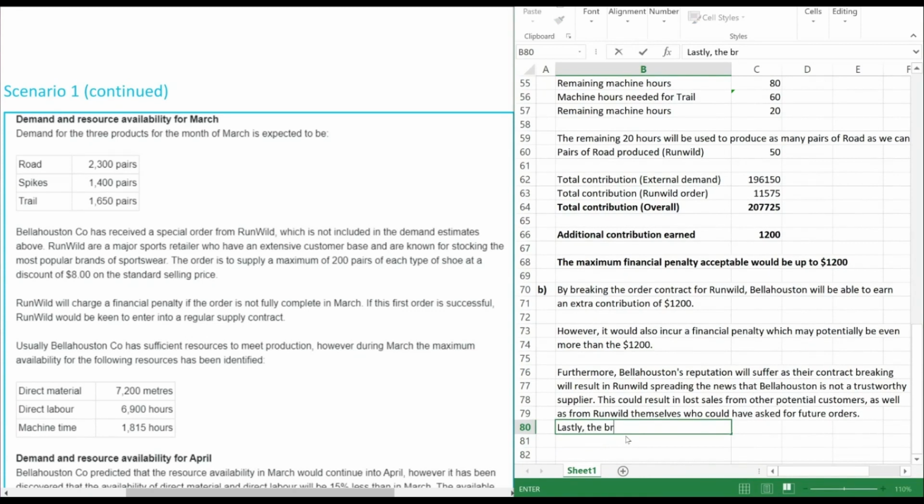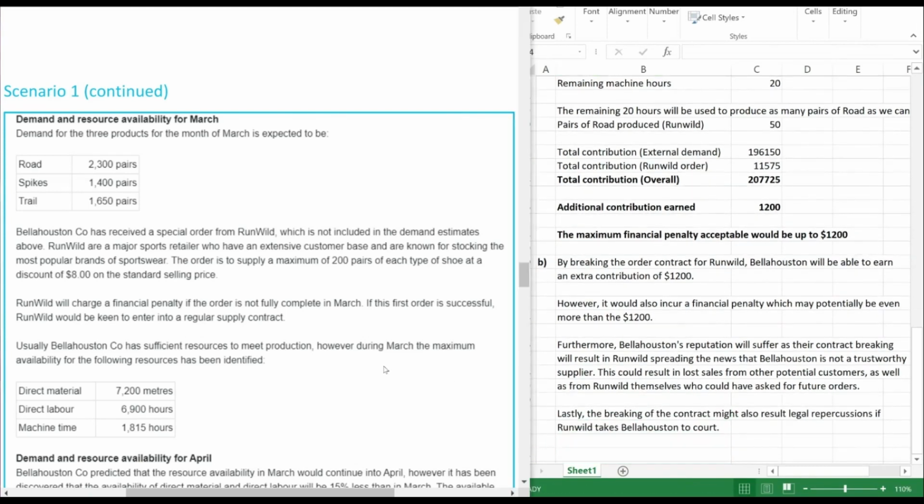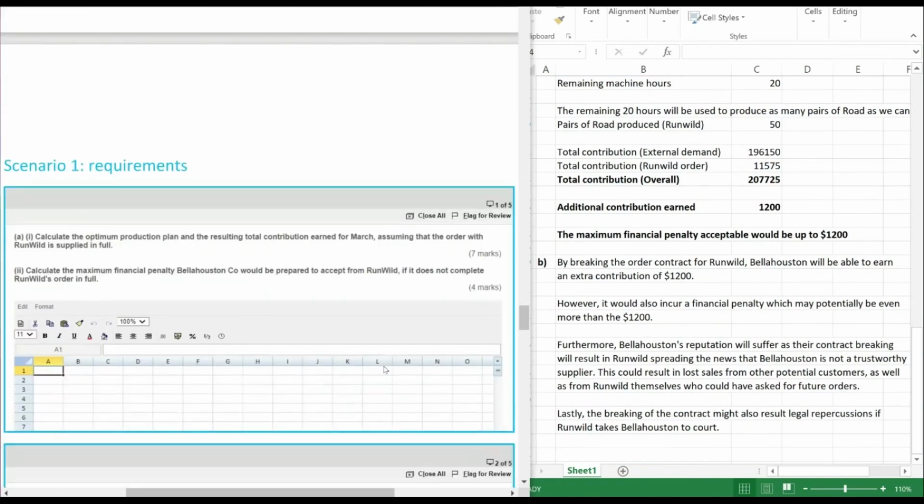And lastly, the breaking of the contract might also result in legal repercussions if Runwild takes Bella Houston to court. So there's all these potential issues that we have. Again, 4 marks, so we don't need to go into more detail.